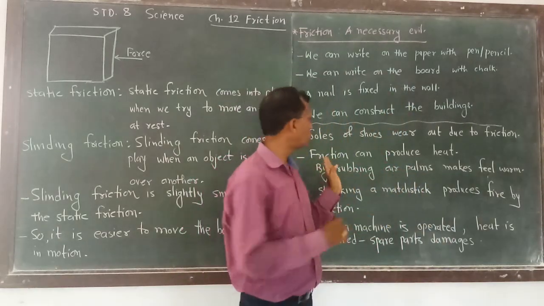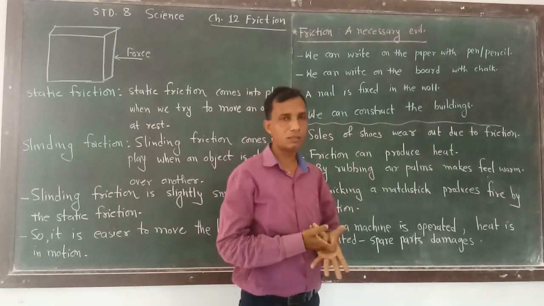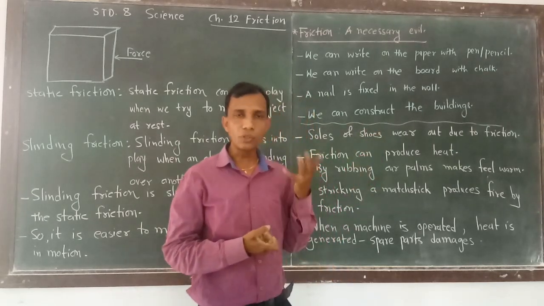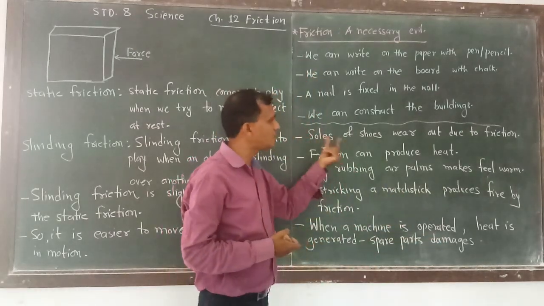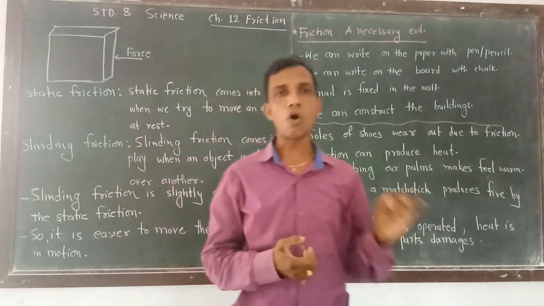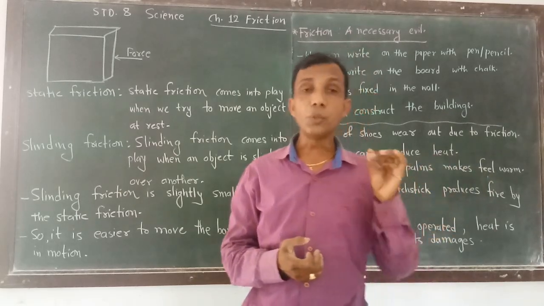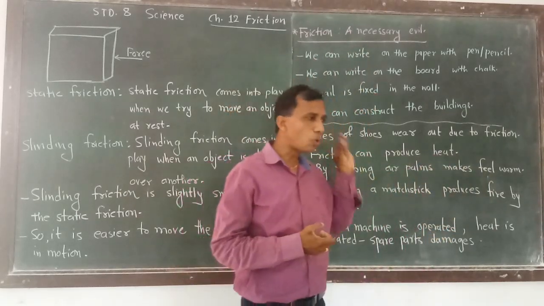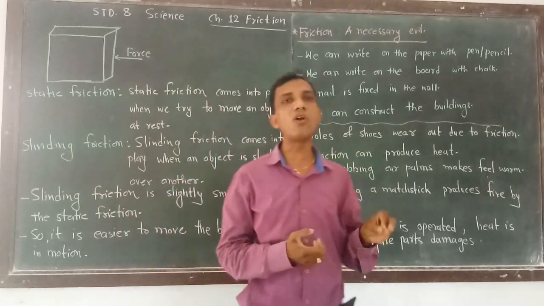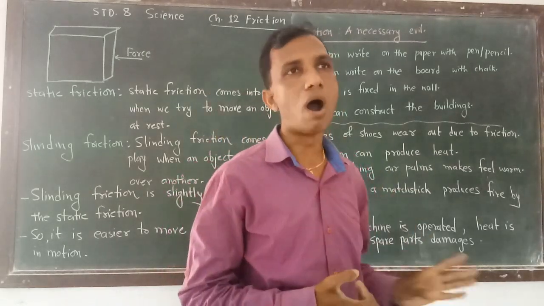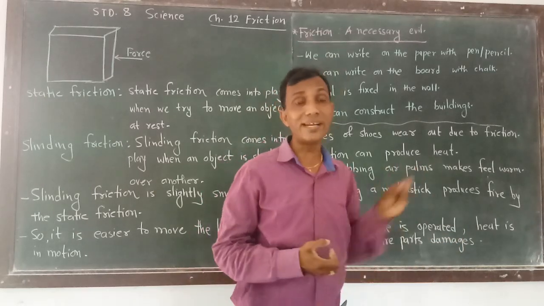Similarly, we can write on the board with the help of chalk. When we write on the board, some particles of the chalk stick on the board due to friction. If there is no friction between the chalk and the surface of the board, we cannot write on the board. So these are the advantages of friction.